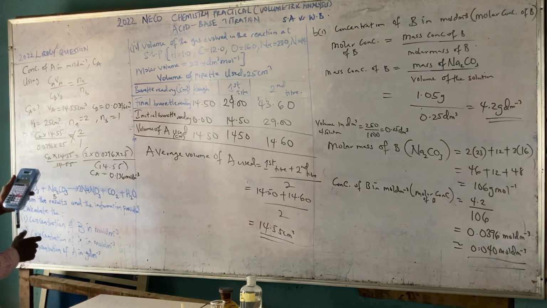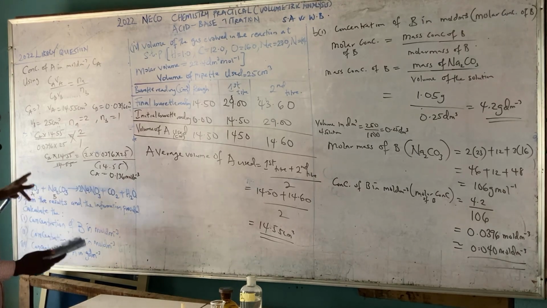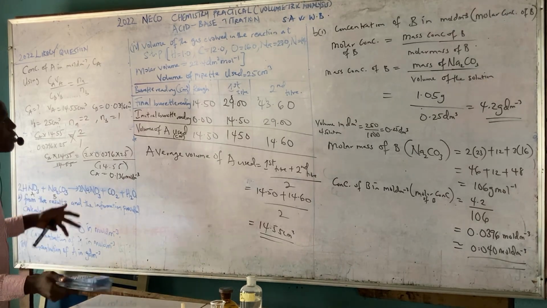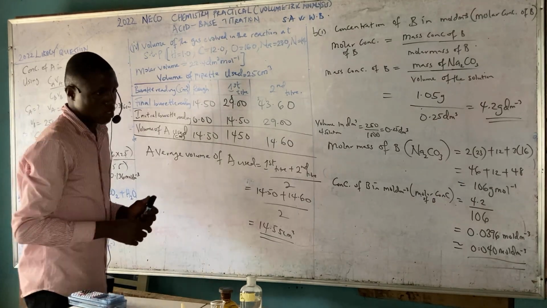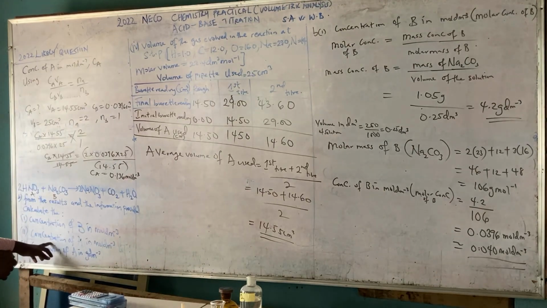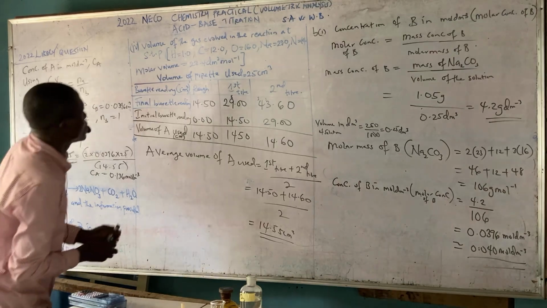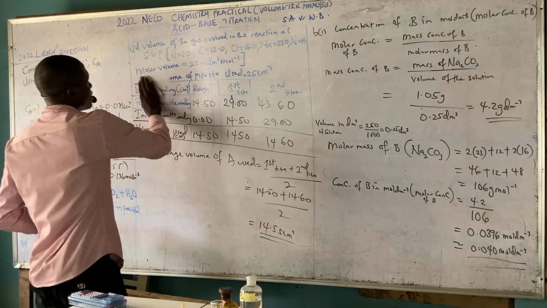So now that is our concentration of A in mole per dm cube. Now, having done this, the next thing to do is to calculate the concentration of A in gram per dm cube. Please follow the sequence here so that you don't miss anything.